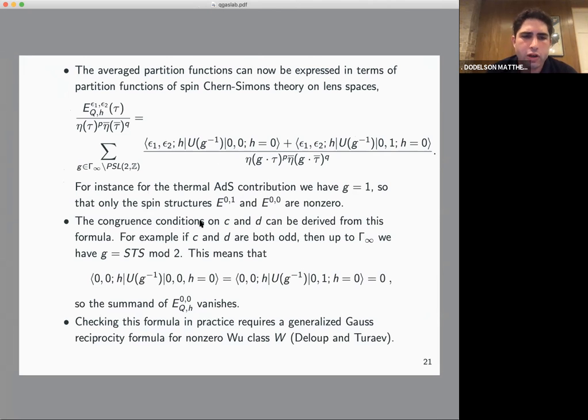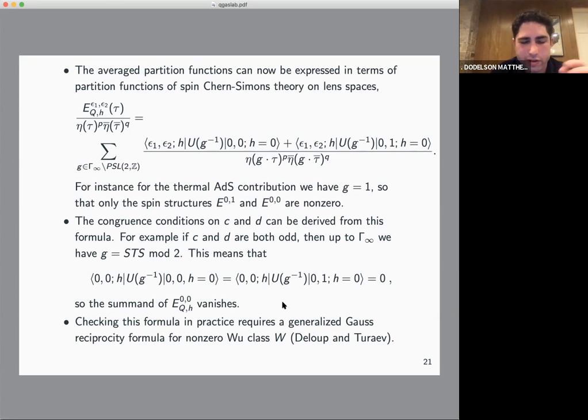And from this formula, we can actually derive the congruence conditions on C and D. So for instance, if C and D are both odd, then up to the framing anomaly, we have this group element is equal to S times T times S mod 2. So what this means is that these two terms in the numerator actually vanish, and so the summand of E00 actually vanishes, and so that's consistent with what we had before, which is that C times D had to be even.